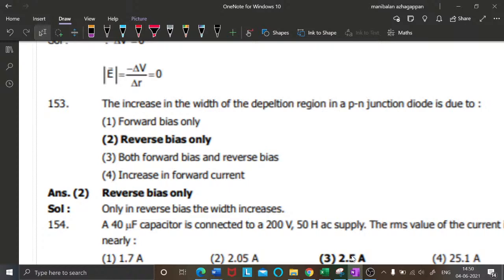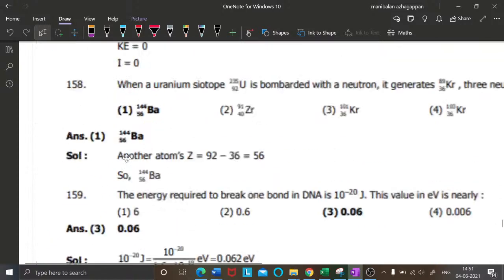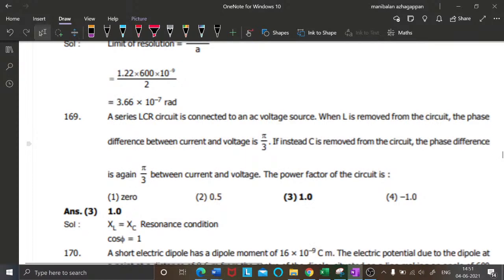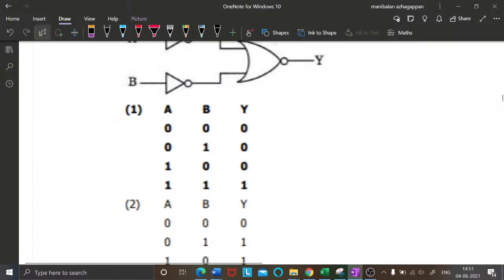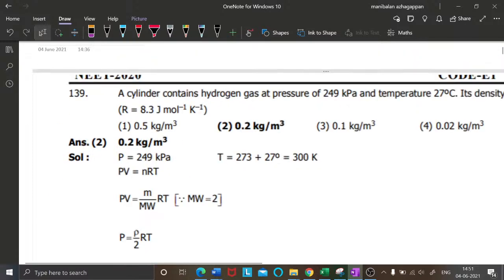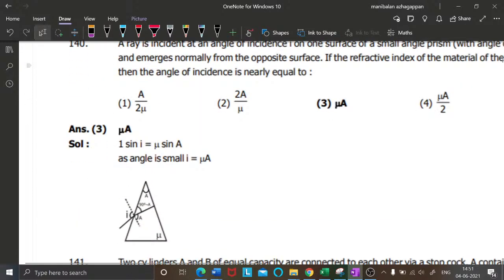We'll be doing it one by one, question by question. All the questions we are going to do are only for physics. All the physics questions today we are going to solve. Please wait, we'll be starting. These are the questions we are going to discuss. I'm going to give the correct answer with the solution, and why this answer is given.